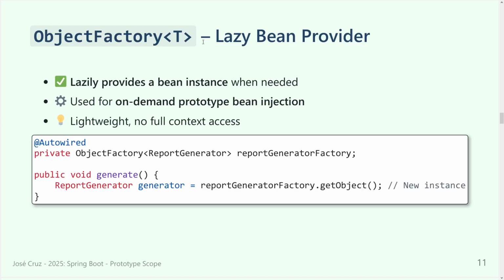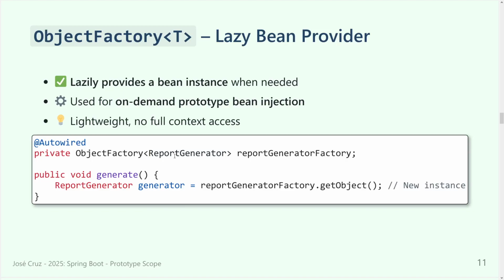One is the ObjectFactory. It's a lazy bean provider. It lazily provides a bean instance when needed. It's quite easy to get an object. You can see here that you have this ObjectFactory. Spring Boot knows about ObjectFactory and asks us to put here the data type of this factory, meaning it creates a factory for this bean.